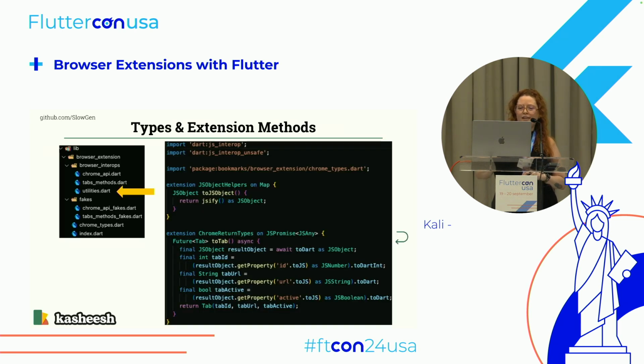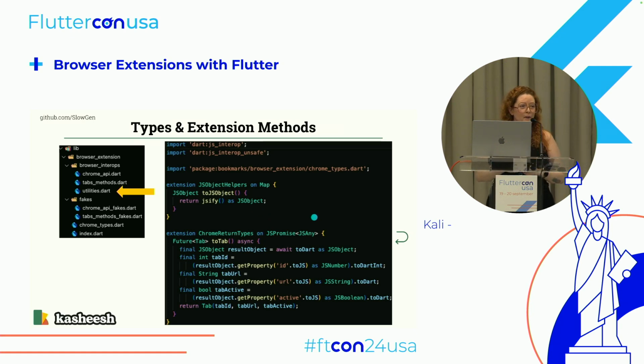Okay, so this is where the fun stuff happens. Here we have this JS object helpers on map. You can just do .jsify on your map, but that converts to a JS any, and it can get expensive and not really do anything helpful. And we know we want this to be a JS object, so we're just going to typecast it as a JS object. We're doing this as an extension method because it is kind of two-step, and we're going to be using it a lot. So save yourself some code time and make some extension methods.